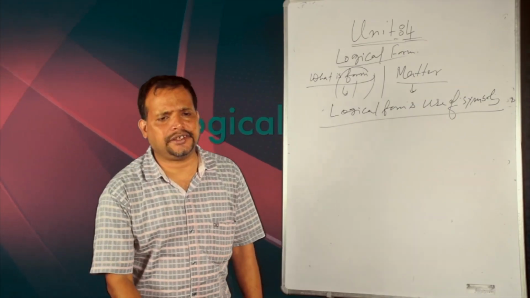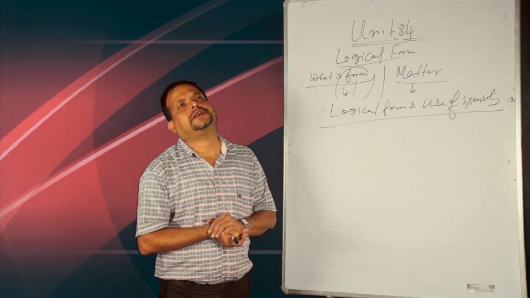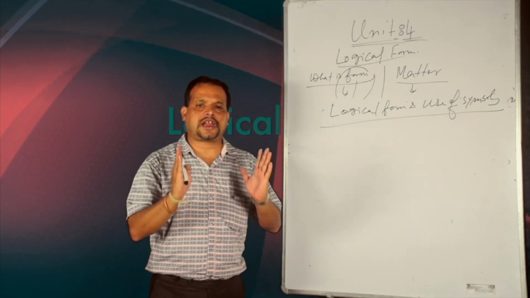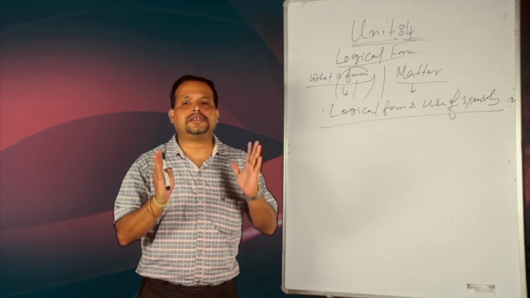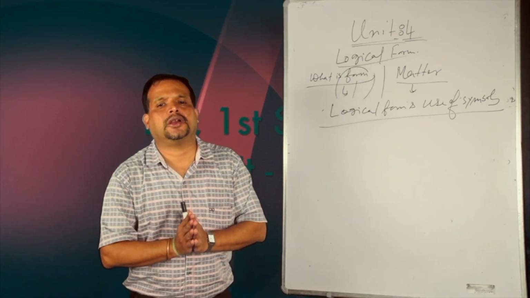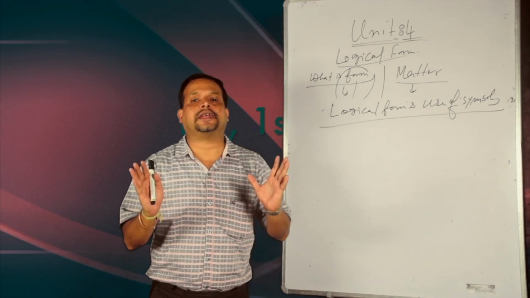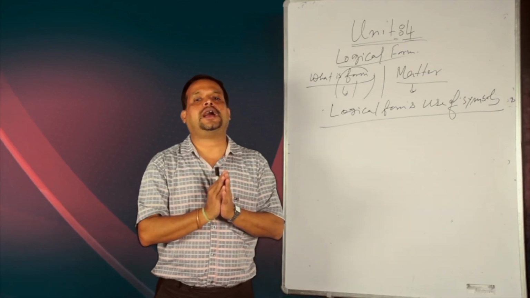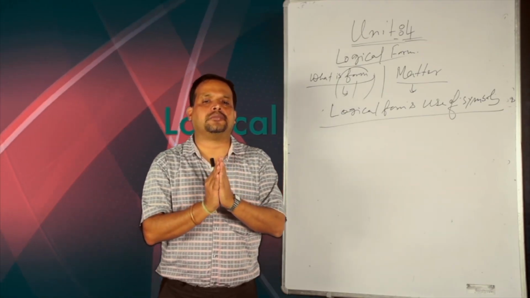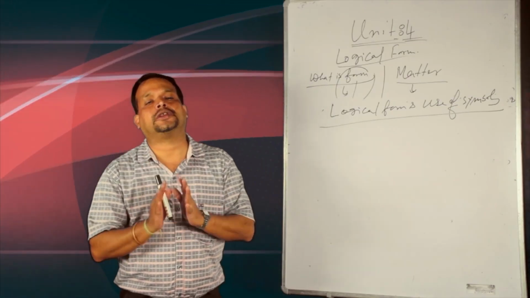Now, dear learners, in this unit there are some basic points. These basic points are these: logical form is the structural synthesis or coordination of the elements of the proposition or the argument, as the case may be. Logicians put more emphasis on the concept of logical form rather than on matter or the elements of the proposition or the argument. It is because the validity of the argument depends on the form and not on the matter.